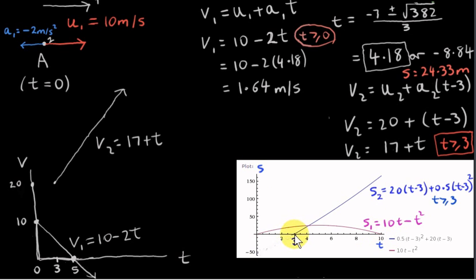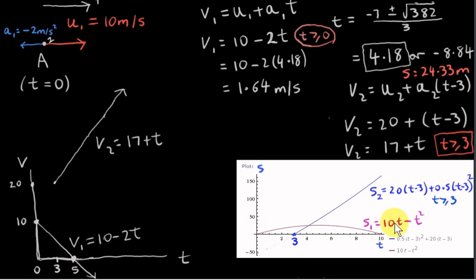At t equals 3, S2 will be 0. If we plug 3 in for t, all of this will be 0. That's what we want. But if you think back, at t equals 3, the second particle started out. So its position was 0, S was 0.